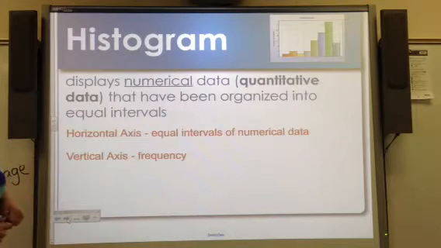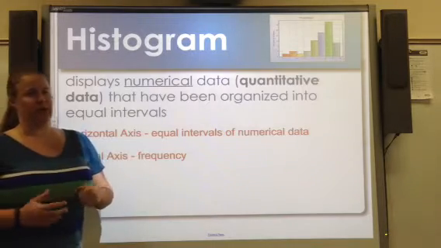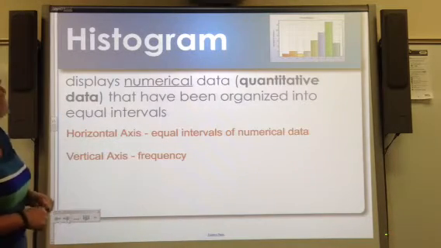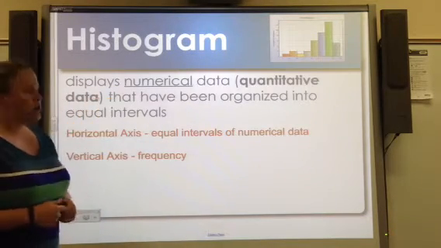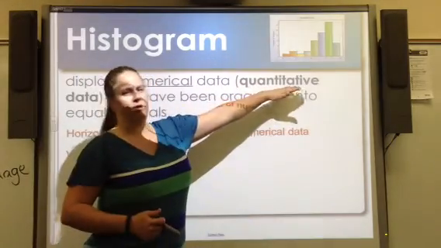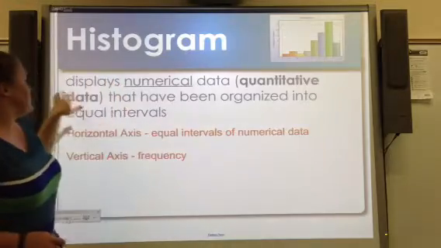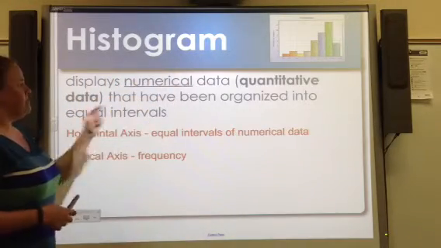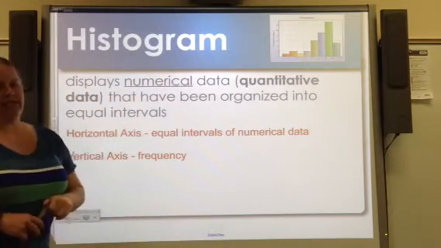So the next example is a histogram. This is probably new for you this year. A histogram displays numerical data. That's quantitative. So this difference is quantitative, not qualitative. So it displays numerical data that have been organized into equal intervals.